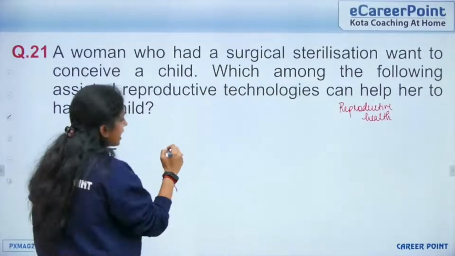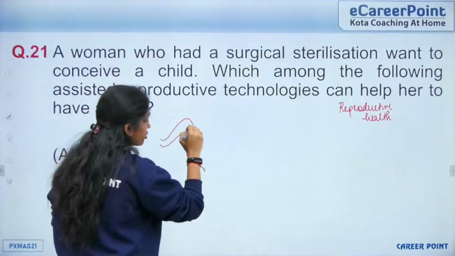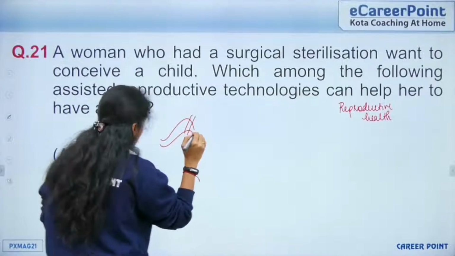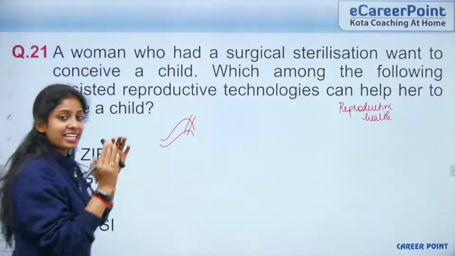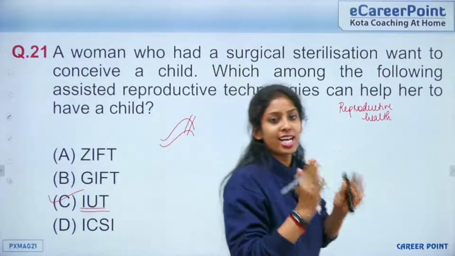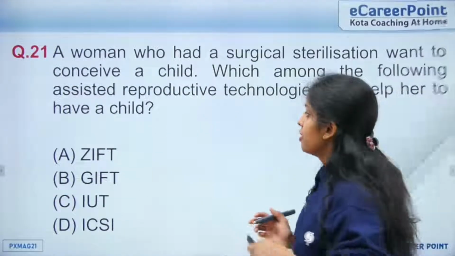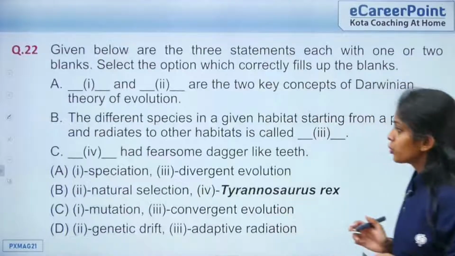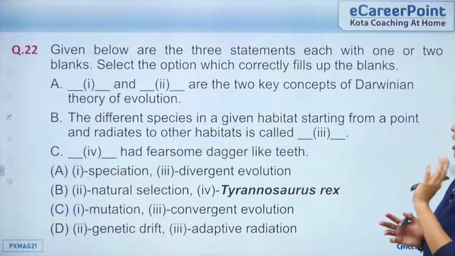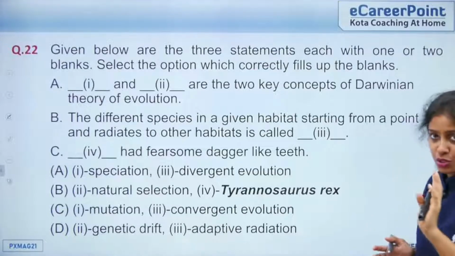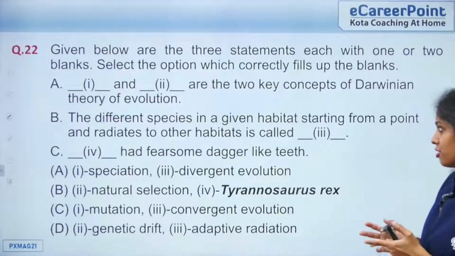So when they do the sterilization technique, the fallopian tube is cut off and tied. So directly you have to do intrauterine transfer. Directly in the implantation stage, it has to be put inside, right? So it will be option C. So 22, you have to fill this. Dash and dash are the two key concepts of Darwinian theory of evolution, branching descent and natural selection.